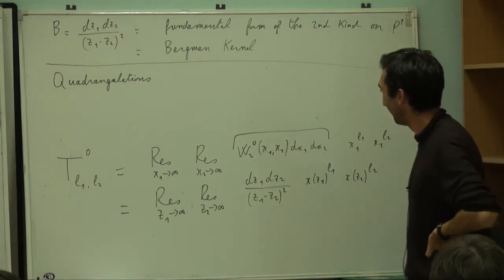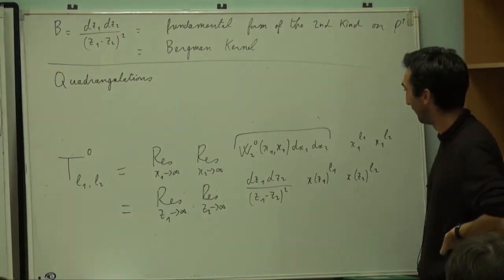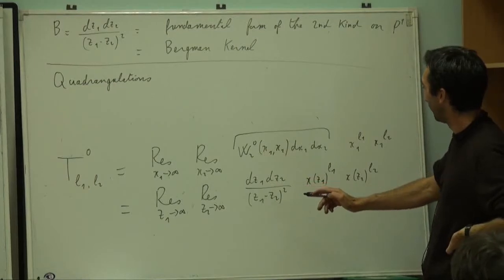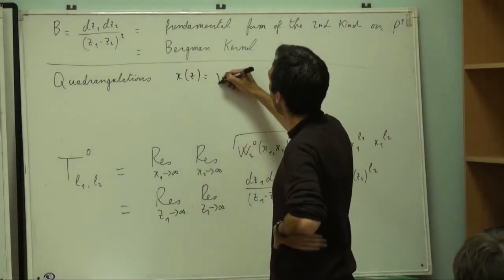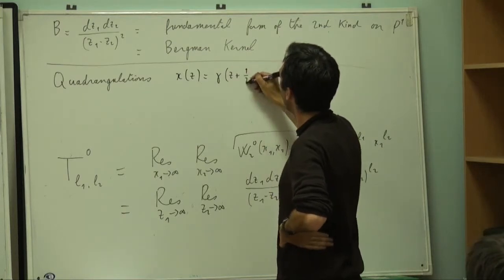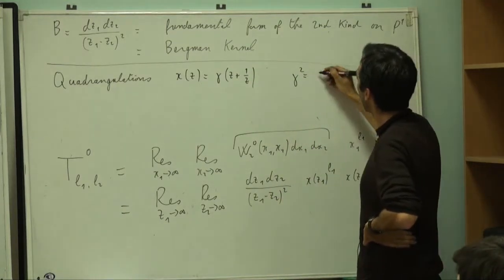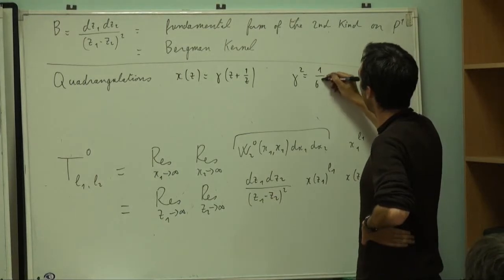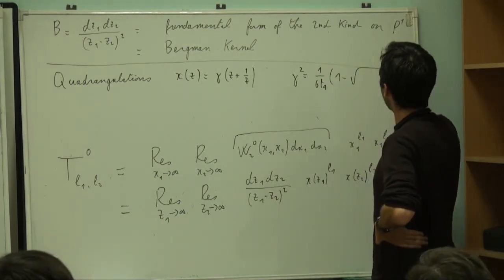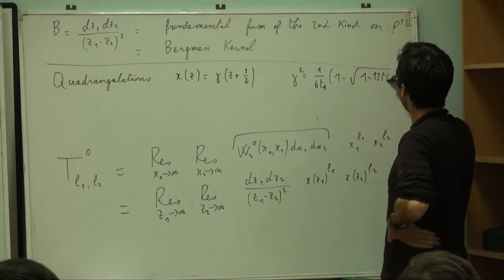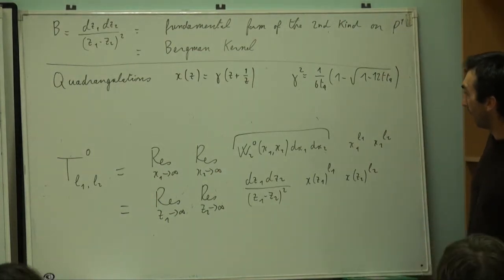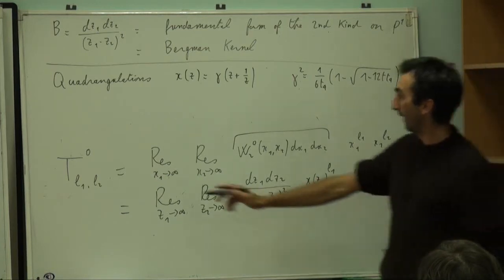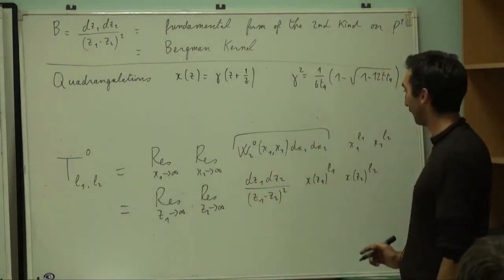Right. Okay. So let me do quadrangulation. In that case, x of z was gamma z plus 1 over z. And remember, gamma squared equals 1 over 64 times (1 minus the square root of 1 minus 12 t t_4). So now we want to compute T_{L1,L2,0}. Just compute this formula.